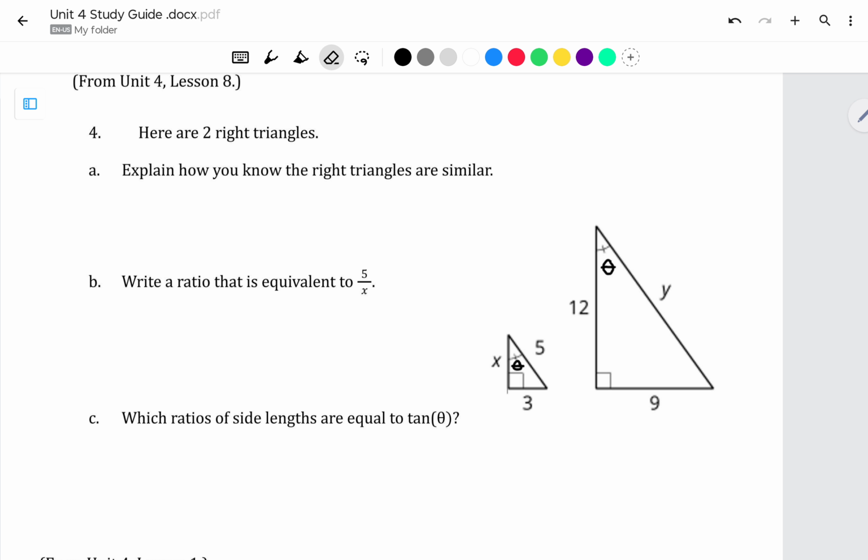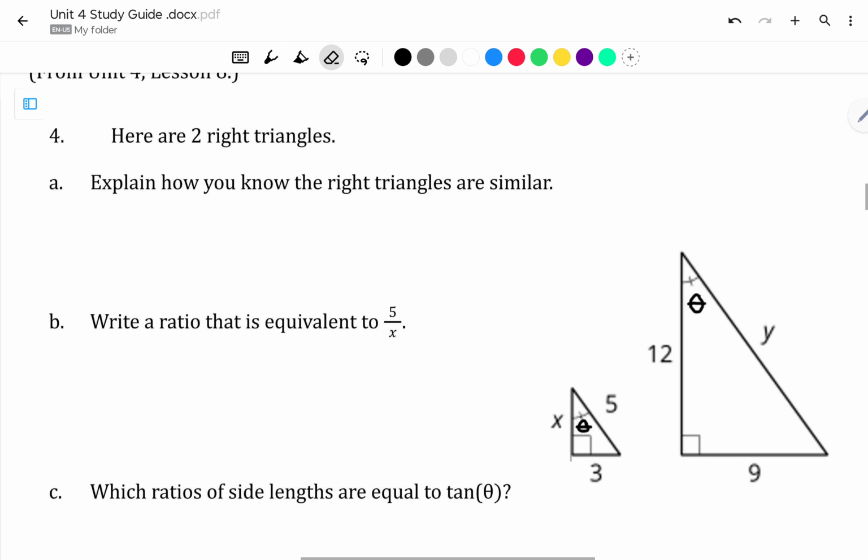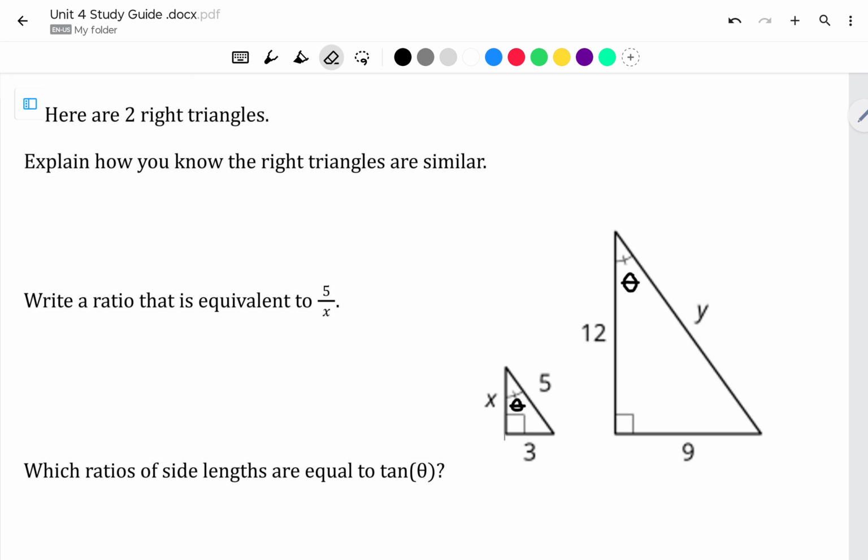There's one theorem that we learned in class last semester. I want you to think about it. Yeah, AA theorem. So if we can show that two angles in both triangles are congruent to each other, then they are similar. We already know that both of the triangles have the 90-degree angle down here. Right? I see a 90-degree angle here. I see a 90-degree angle here. It also looks like they both have the same theta.